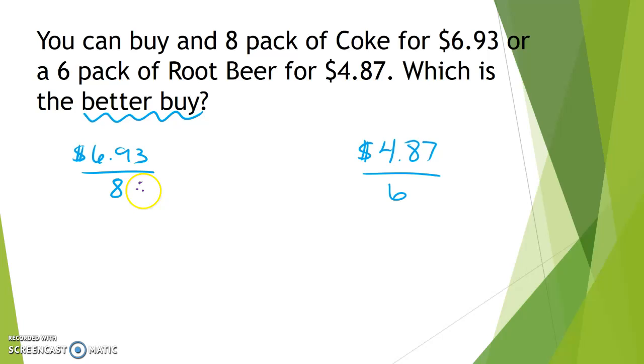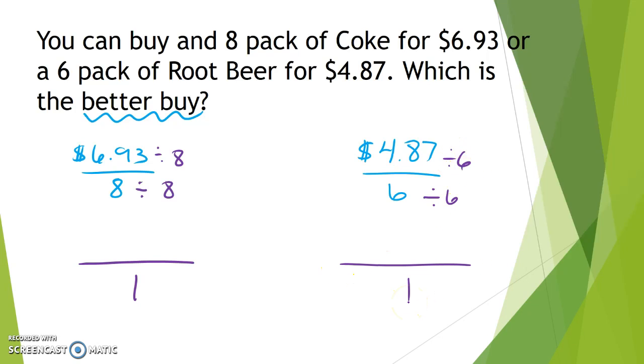So I want to get per bottle how much we're paying. So here I'm going to divide by 8. So I'm actually getting the unit rate here. And our second one we're going to divide by 6 to get per bottle there. Again, the unit rate. So I'm going to take $6.93 and I'm going to divide that by 8. Now here it might not go in evenly, which is fine. We may have a remainder, but we just work with what we got.